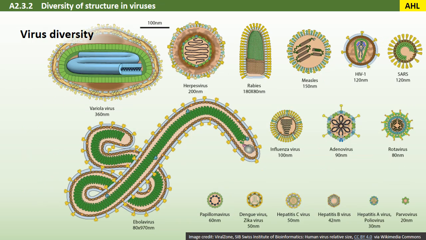Viruses come in many different shapes and sizes. Here we have, for example, the tiny polio virus, bottom right, the huge Ebola virus, left. Top row, you have the herpes virus, the measles virus, HIV, and the SARS virus, which is a coronavirus, just like the one that causes COVID-19.